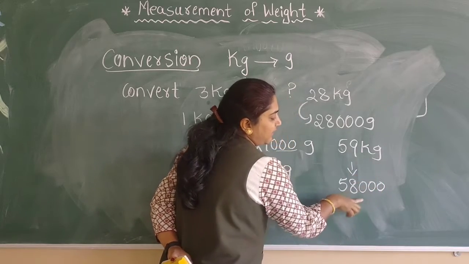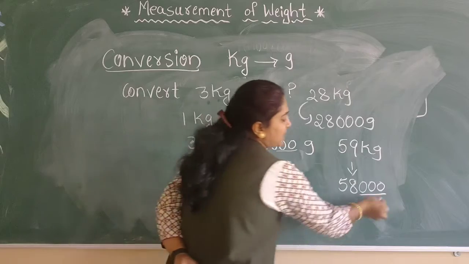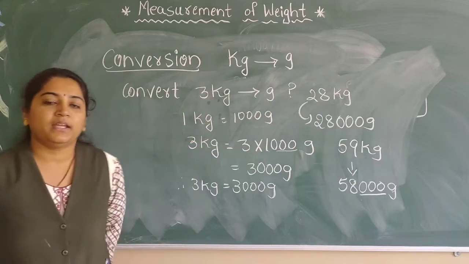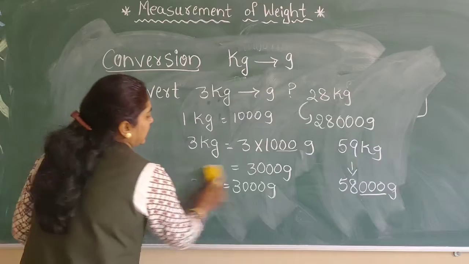Here, for kg, if I add 3 zeros, I just write gram. Okay? Understood? Yes.